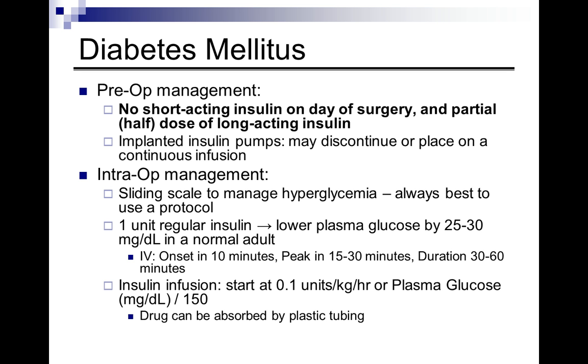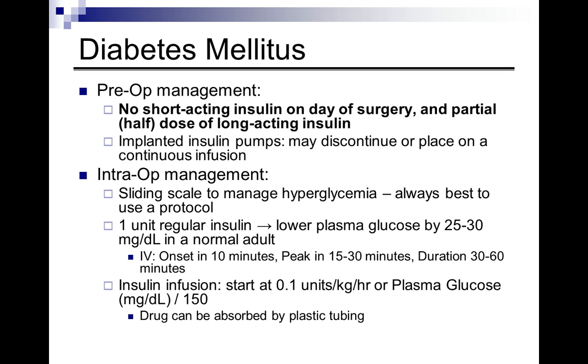Intraoperatively, we usually employ a sliding scale in order to manage hyperglycemia. The best way to do this is with a protocol, and our institution has published protocols, one of which I've reproduced in your notes. In a normal patient, 1 unit of regular insulin will lower your plasma glucose by about 25 to 30 milligrams per deciliter, with an onset of about 10 minutes for a bolus of IV insulin, peak action in 15 to 30 minutes, and a duration, as we said before, of about 30 to 60 minutes.